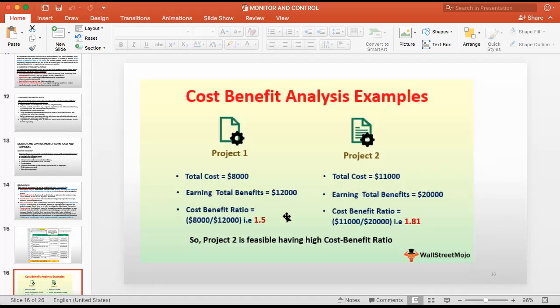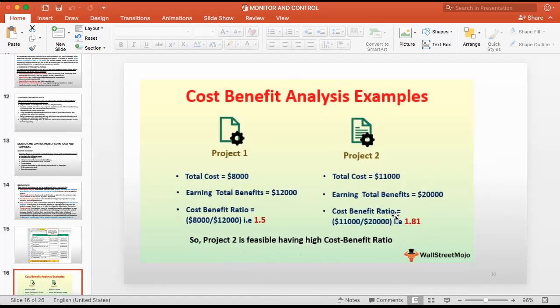You get 1.5. The other one, how much do you get? Cost is that much, benefit is this much, and you calculate 1.81. If you compare this project 1 and alternative 1 and alternative 2, this one is more than this one. Project 2 is feasible, having a high cost benefit ratio. So benefit is more here. So that is the thing you have to consider when calculating the cost benefit analysis.